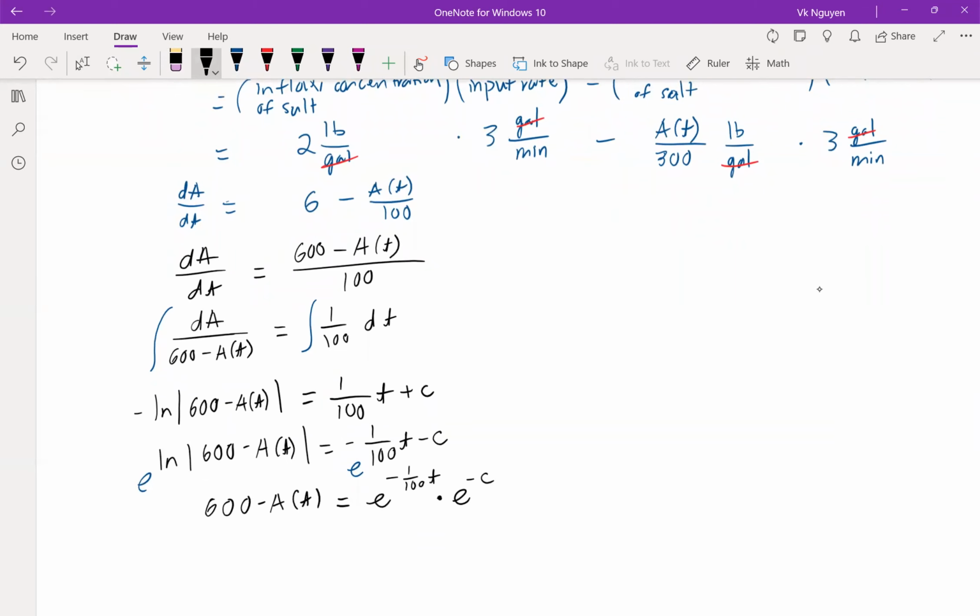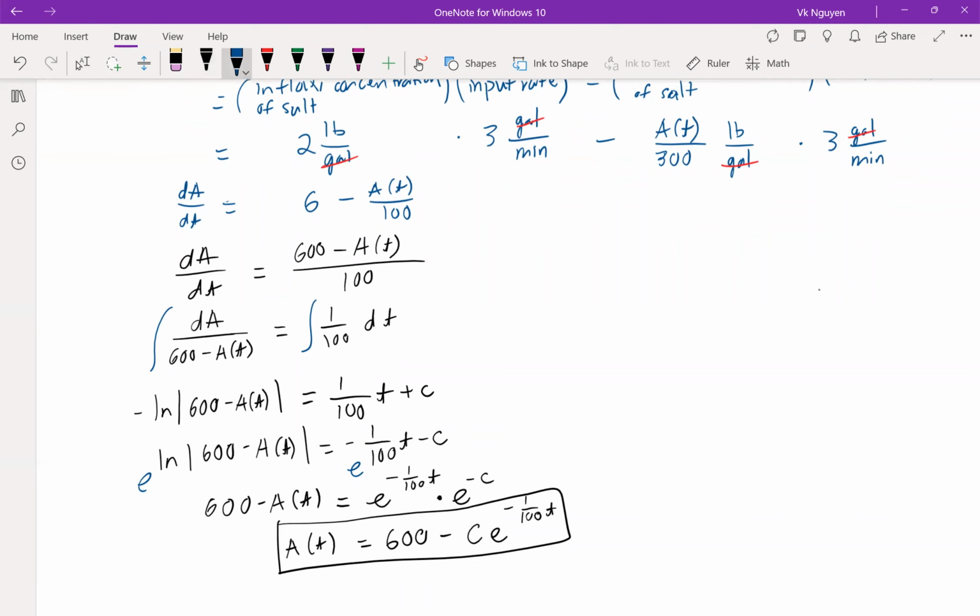Well, from here, we can see that A(t) is 600 minus Ce^(-t/100). Very nice model. And we can figure out C given an initial condition.